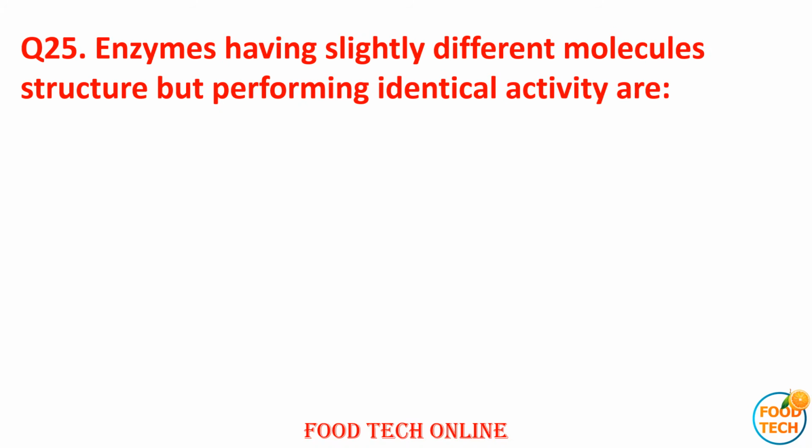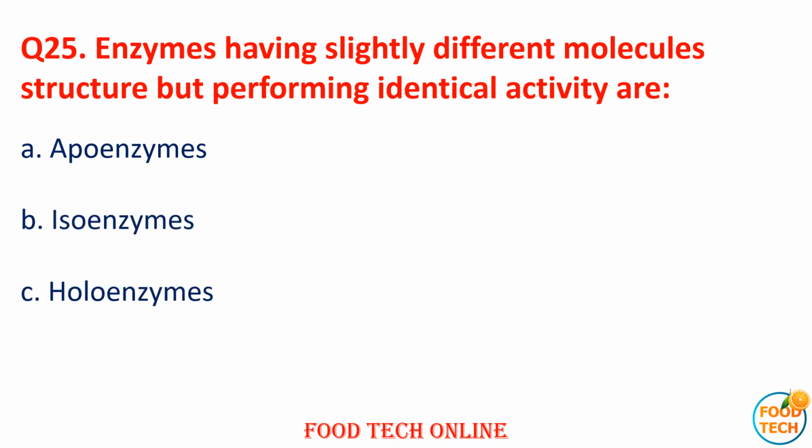Question 25. Enzymes having slightly different molecular structure but performing identical activity are A. Apoenzyme. B. Isoenzyme. C. Holoenzymes. And D. Coenzyme.